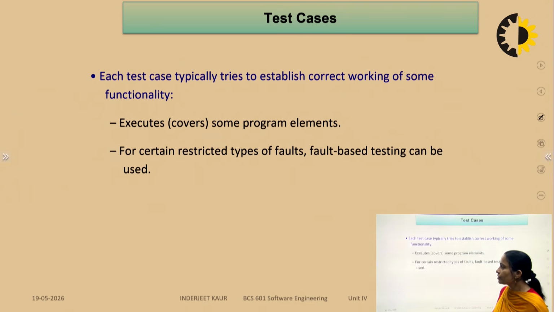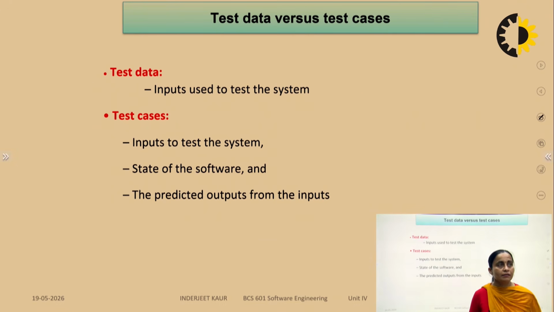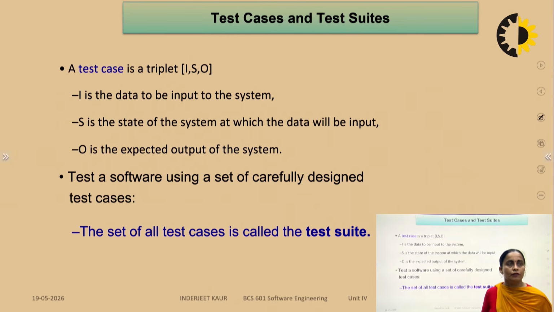So then the question comes: how am I going to generate the test cases? Every test case will establish the correct working of my written program. That means it should cover some program elements for certain restricted types of faults. Fault based testing can be used, meaning I should test my program as per the given input, where test data is what input I am giving to that system. Test cases will be as per the input to test the system, to know the state of the software and what predicted output will be there from the given input.